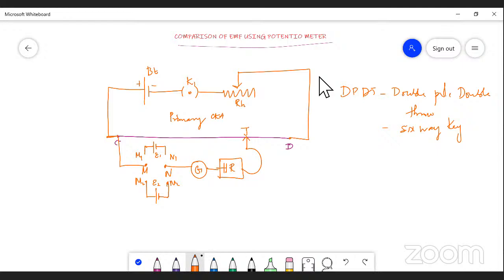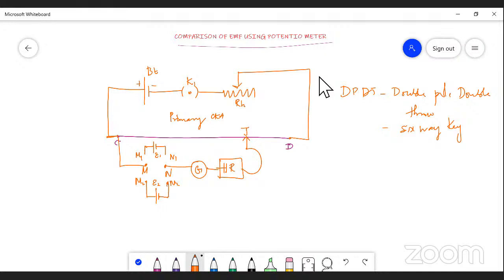What is the need for using a six-way key? In the discussion of the principle of potentiometer, you might have studied a cell of EMF E connected across the secondary circuit and the jockey J adjusted from its position, so that at one point the galvanometer will show zero deflection, which indicates that the cell's EMF and the balancing length balance each other, so there is no deflection in the galvanometer. This is what you have seen in the principle of potentiometer.